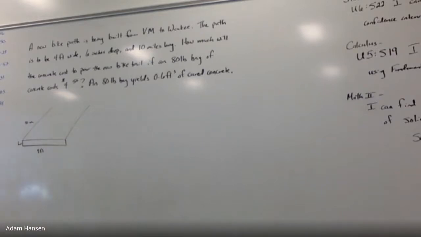How much will the concrete cost to pour the new bike trail if an 80-pound bag of cement costs $4.50? An 80-pound bag should yield 0.6 of a cubic foot of cured concrete. I want to know how much money I should budget to buy the concrete for the path if it costs $4.50 per 80-pound bag, and an 80-pound bag yields 0.6 cubic feet of cured concrete.